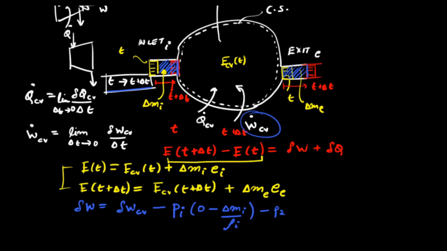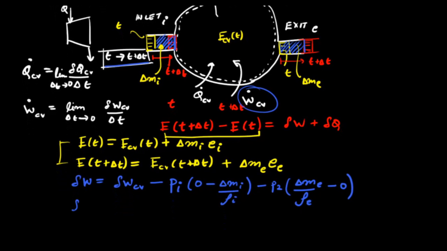Similarly, we have this work done to move the piston, so that is minus P2 times the change in volume, which is delta me over the density at the exit minus 0, because initially the volume was 0. Therefore, the net work that is done on this control mass from time t to t plus delta t is given by this. Note that this is pressure at the exit.